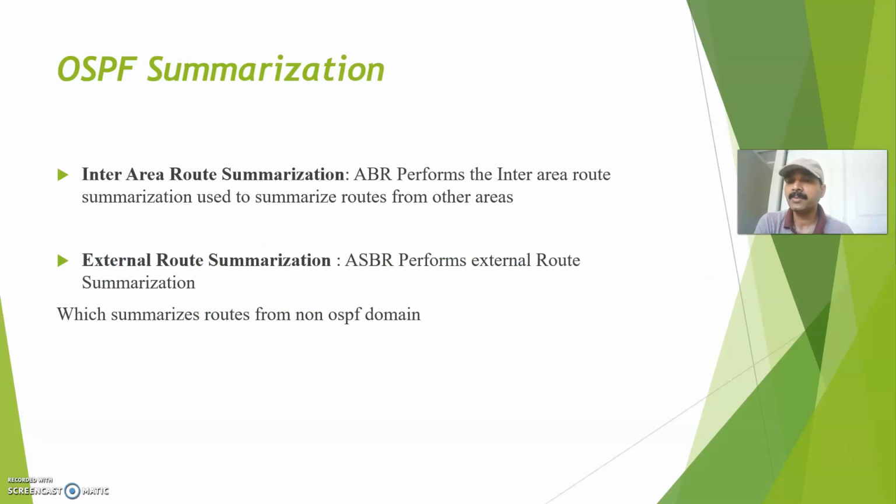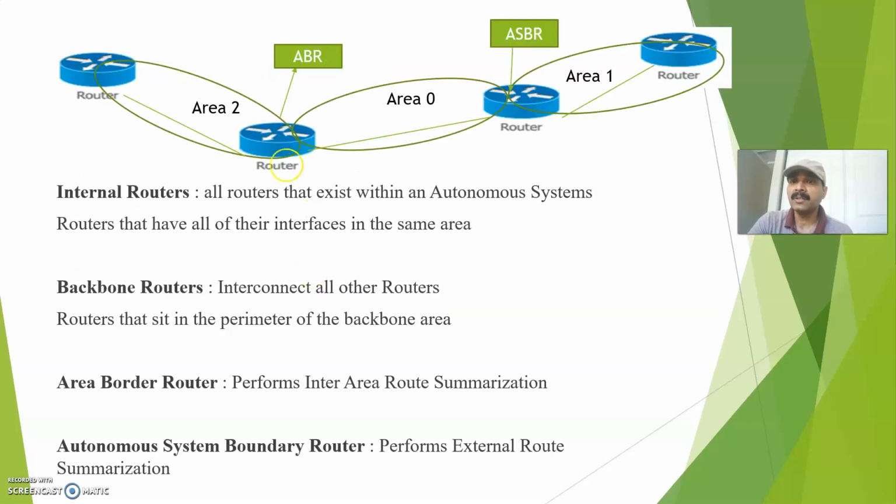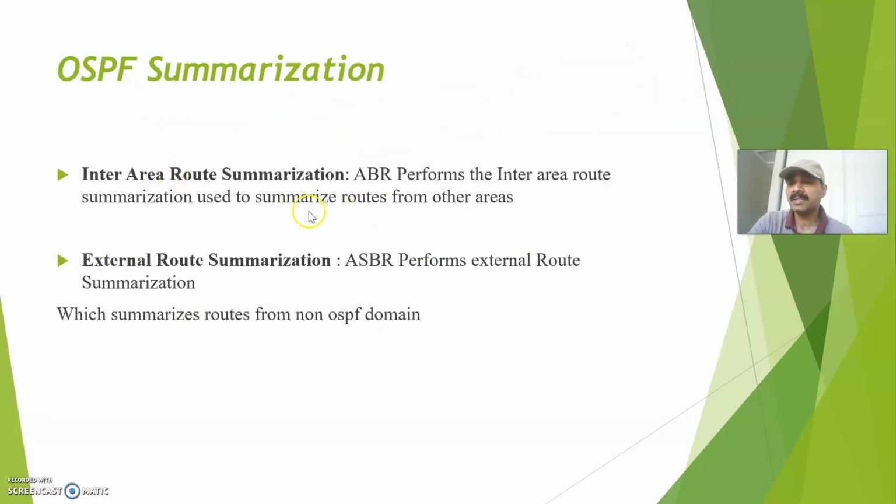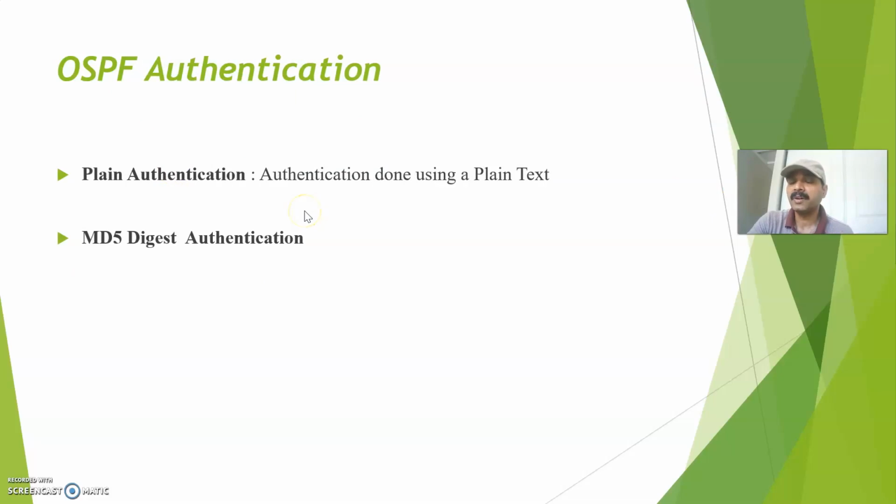So what is OSPF summarization? I already told you there are two types of summarization: inter-area route summarization and external route summarization. The ABR performs the summary of routes from other areas, and the autonomous system boundary router performs the external route summarization, which is used to summarize the routes from an external area. So that is done by the ASBR. And what is OSPF authentication? There are two types of authentication. One is plain authentication, where authentication is done using plain text, and MD5, where authentication is done using an MD5 digest.